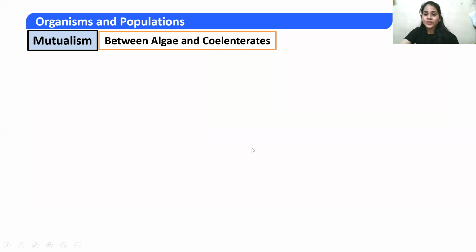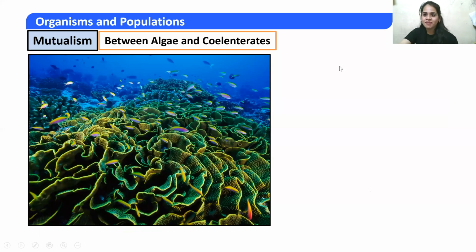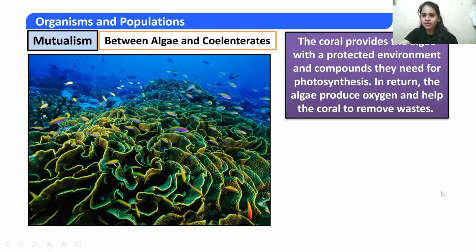Another example is between algae and corals. I told you a lot of examples. So here what is happening, let's see. The coral provides the algae with a protected environment and compounds they need for photosynthesis. In return, the algae produce oxygen and help the coral to remove waste. So here the coral is giving that protected environment to the algae, and it's also giving the compounds which are necessary for photosynthesis, while the algae is performing photosynthesis and producing oxygen and helping the corals to remove waste. Okay.